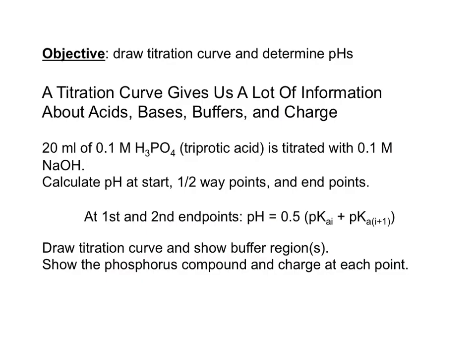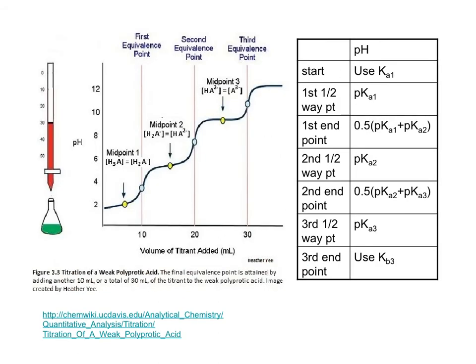There are also triprotic acids. Those are acids which can donate 3 protons. Phosphoric acid, which is the tart substance in Coca-Cola, is an example of a triprotic acid. So you can also draw the titration curve of phosphoric acid. This slide summarizes a triprotic acid titration curve and the equations to use at different points in the titration.